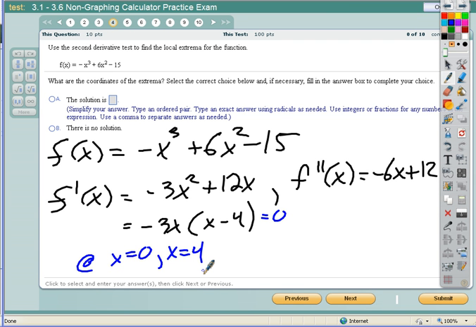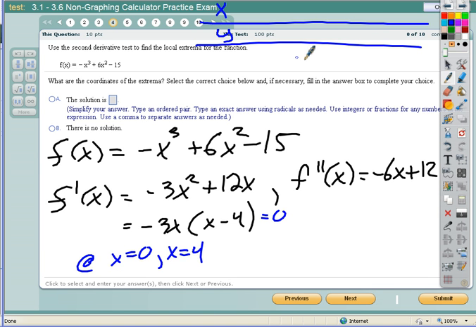Why did you find the second derivative? Because we're using the second derivative test, it said. You wouldn't have to. You could do it. You're trying to get the answer, yeah. So you don't even have to. But I would do it here. It's easy to do.